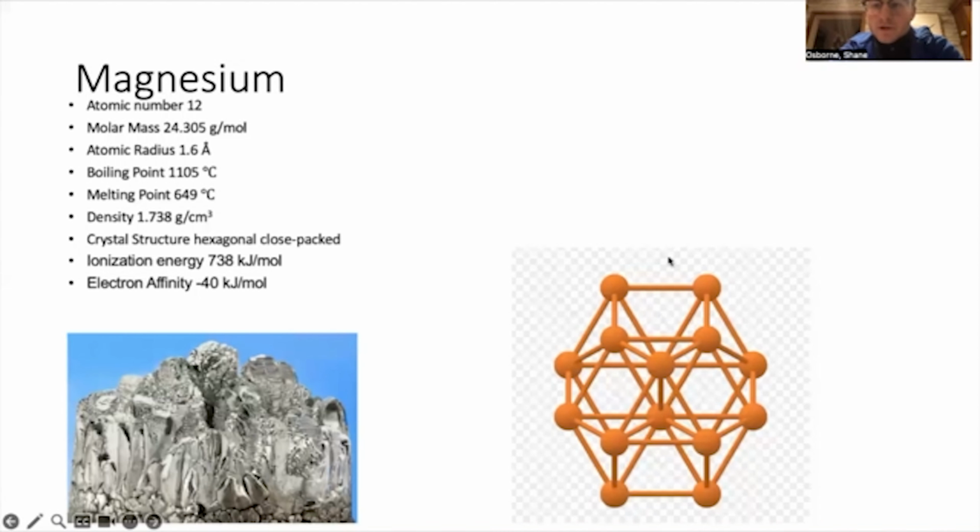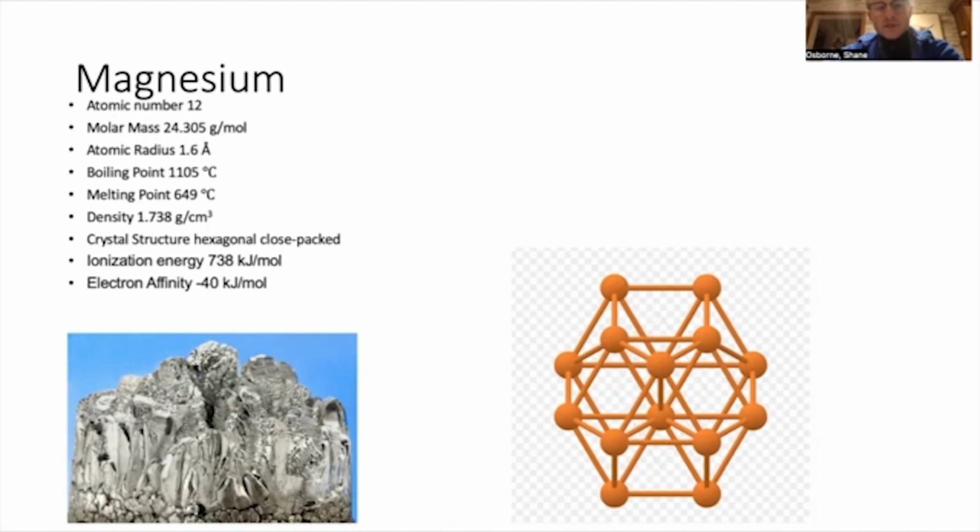The next element we're talking about is magnesium. Magnesium has the atomic number 12, which means it has 12 protons in its nucleus. It has a molar mass of 24.305 grams per mole. The atomic radius is 1.6 angstroms. The boiling point is 1,105 degrees Celsius. The melting point is 649 degrees Celsius. And the density is 1.738 grams per cubic centimeter.